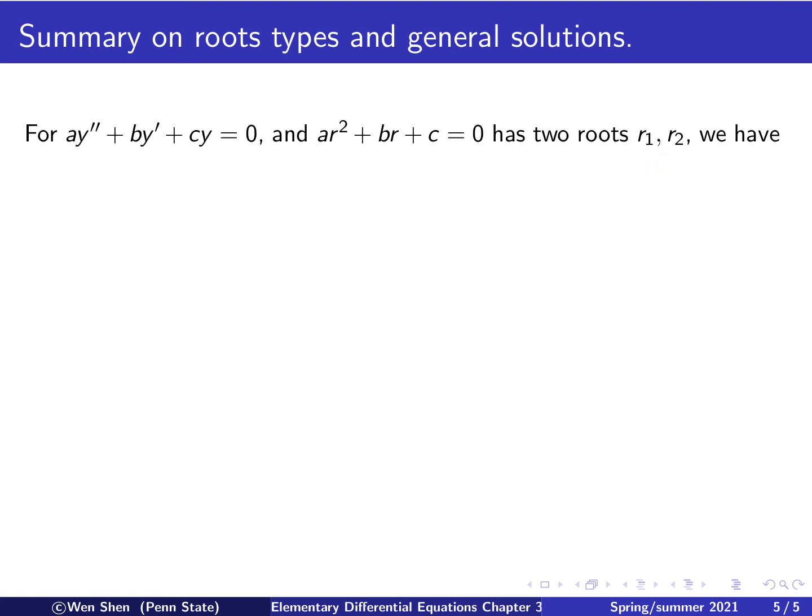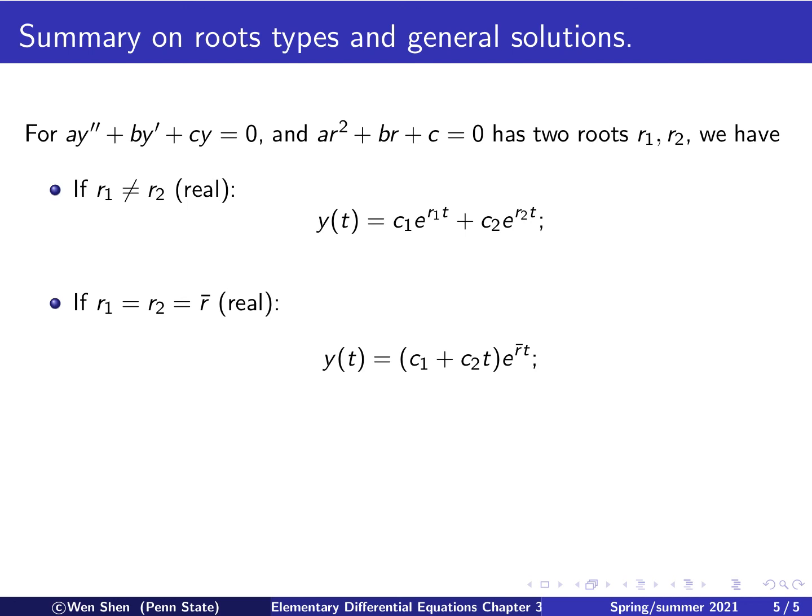Okay, and then we have the following. First case, r1 and r2 are real and distinct. Then the general solution is a linear combination of 2 exponential functions, with r1 and r2 as the rates. Second case is that r1 and r2 are real and are the same, r1 equals r2. Call it the number r bar here. Then your general solution is the exponential function multiplied by (C1 plus C2 t).